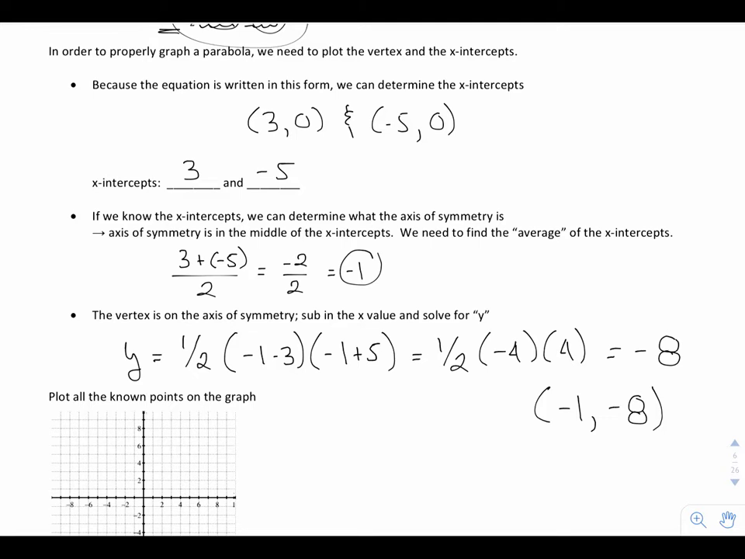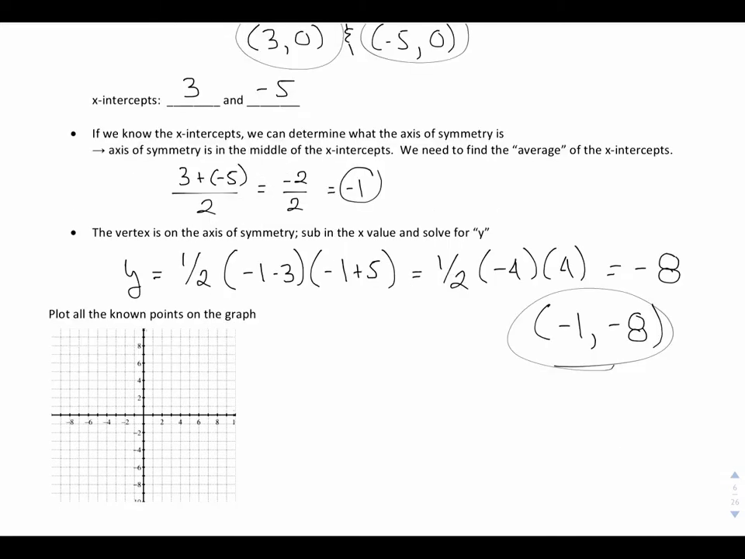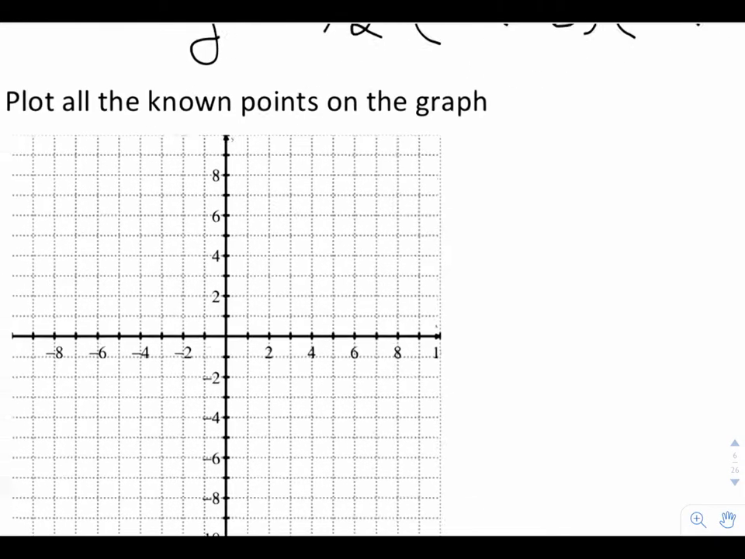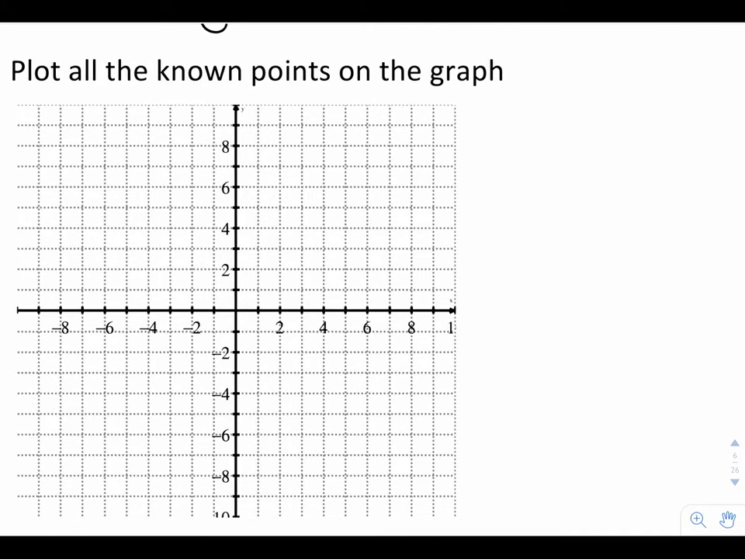So I now have 3 points that I can put on the graph, 3 exact points. I have my vertex, and I have my 2 roots. So let's start to graph what we have right now. My first point is (-1, -8). So that means I go back 1, down 8, and my first point, which is my vertex, is going to be here. Now my other two roots were (3, 0), so that's this guy here, and (-5, 0), which is this guy here. So I have my 3 points.